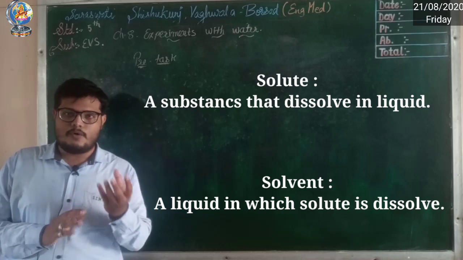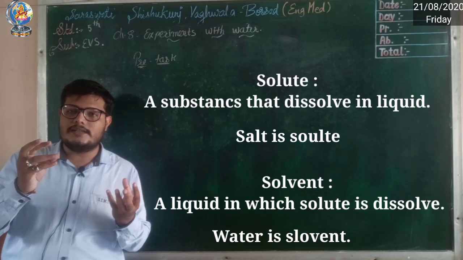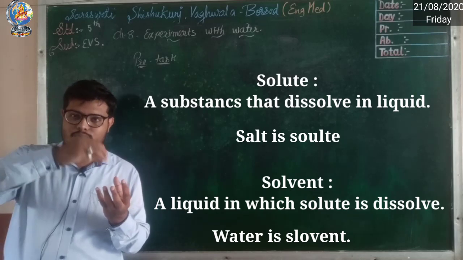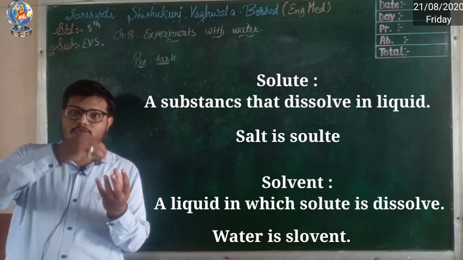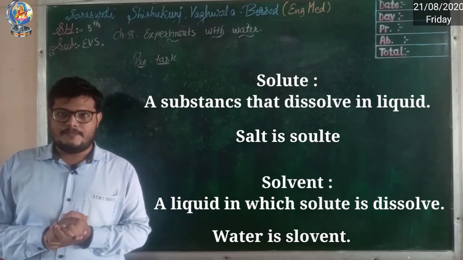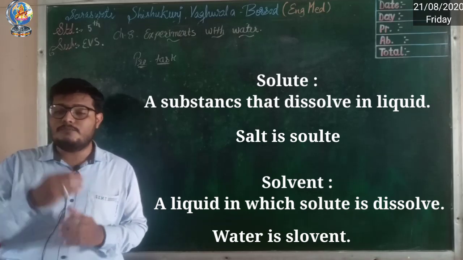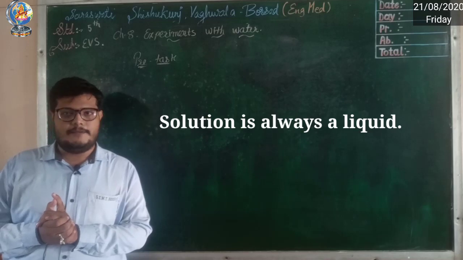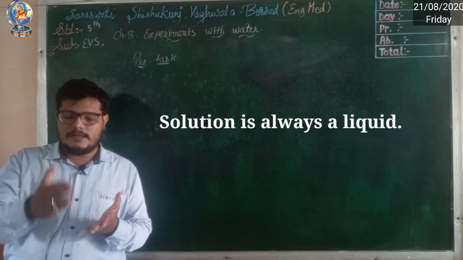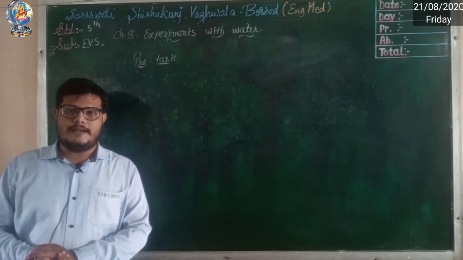I will give you an example: water and salt. Water is a solvent and salt is a solute, because we are adding salt to the water, and that is the liquid in which the salt, which is the solute, is dissolved, right? And that forms a solution. We learned these things, and one more important thing we learned, that a solution is always a liquid. This was all about substances that dissolve in water and do not dissolve in water.